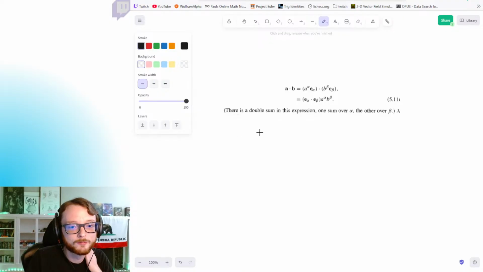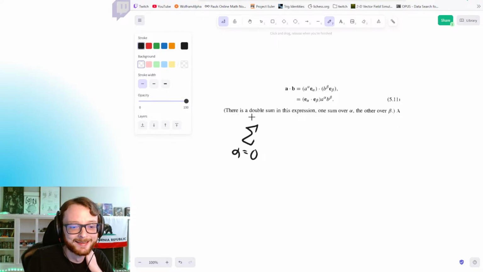Yeah, I was thinking of it as 16 terms, I think. Okay, so I'm not the only one who felt like that. Alpha equals 0 to 3. Hey, color cone. Beta equals 0 to 3.